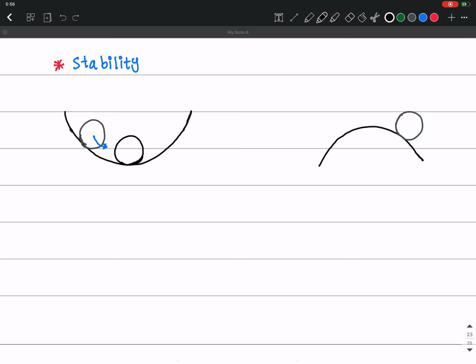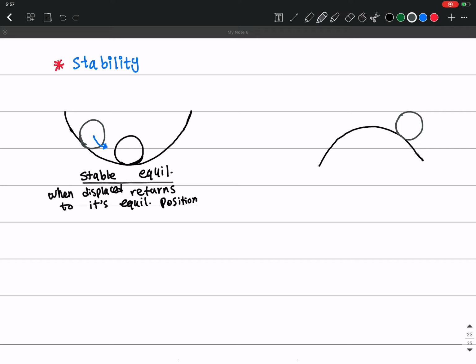So this kind of equilibrium, we call it stable equilibrium, and that means that when the ball or the object is displaced, it returns to its equilibrium position. So if you had a ball here originally and then you move it here, or you move it like here, anywhere you move it, it's gonna come back and return to its original position. Okay, so this is what we call stable equilibrium. Let me just underline that, stable equilibrium.